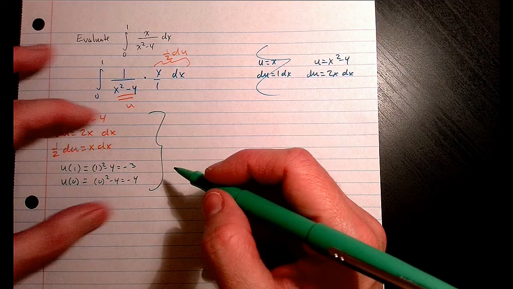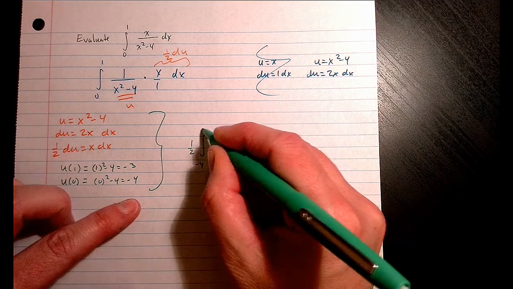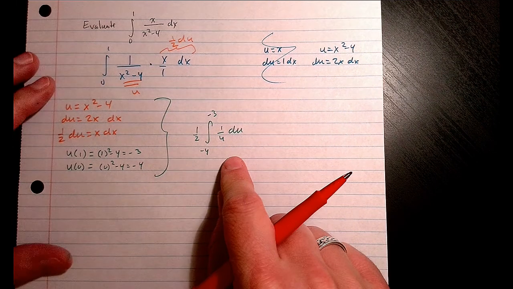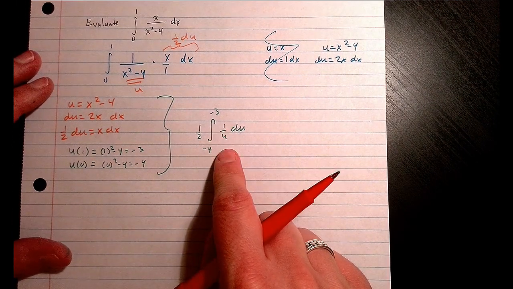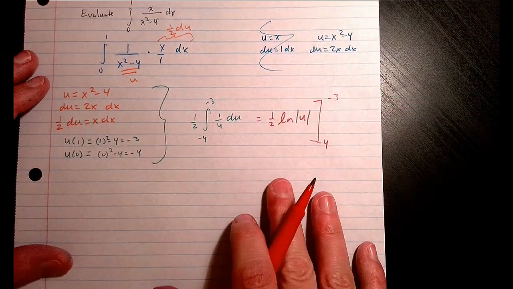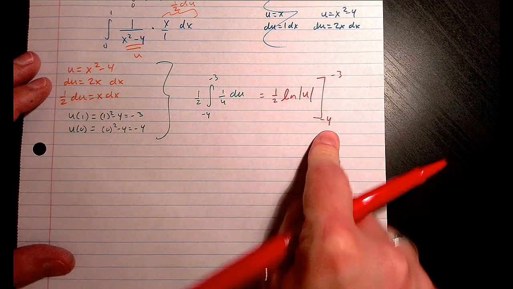We now have all of our pieces, so now we can rewrite our integral. Now let's use our antiderivative rules. Hopefully you can look at this. This is 1 over u, and hopefully you recognize that it is natural log. So now I'm going to rewrite this down here using these bounds.